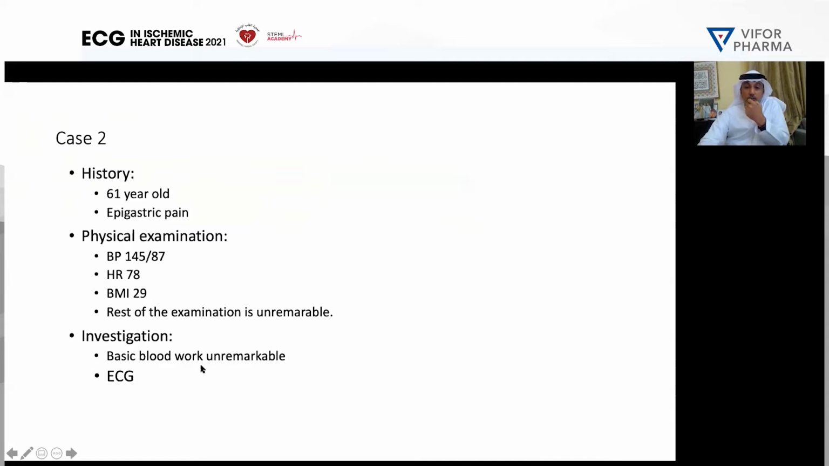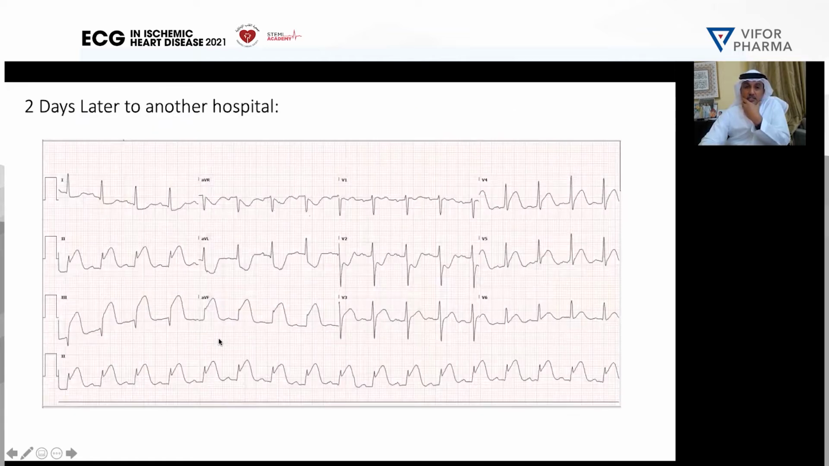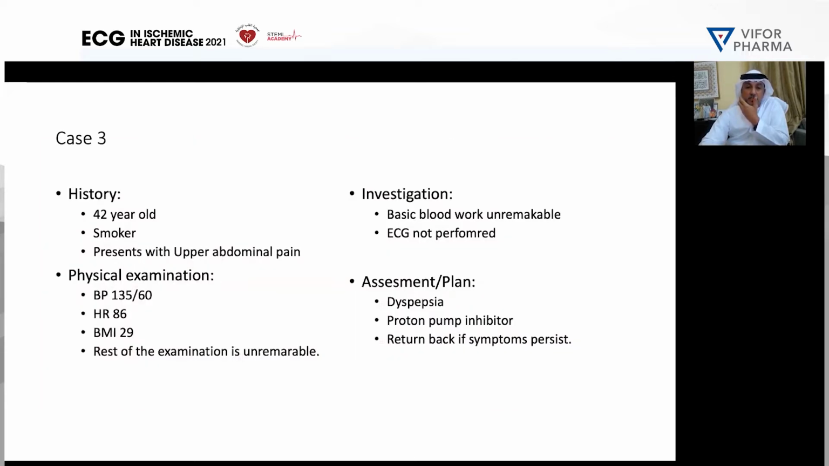Another case, the same thing, 61, epigastric pain. Basic blood work was unremarkable. And the ECG, as you can see here, done in one of the small clinics, is not very impressive. And we did talk about this, if the ECG is normal, sometimes it doesn't rule out. So this patient was sent home and asked to come back if he got symptoms. 2 days later, he comes back with this massive inferior ST elevation and posterior ST elevation. So we'll talk about the importance of repeating the ECG, and sometimes even admitting if the history is suggestive in the right patient.